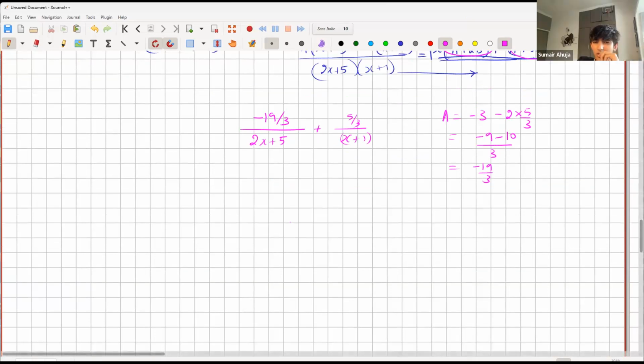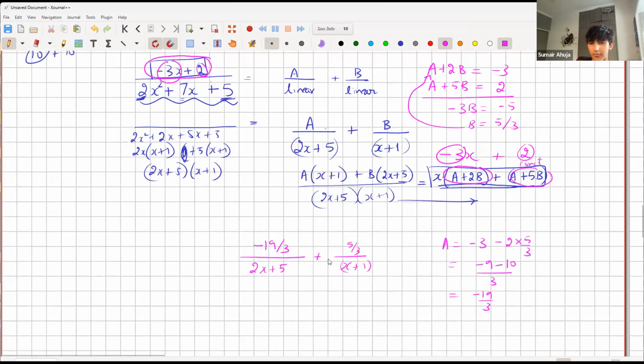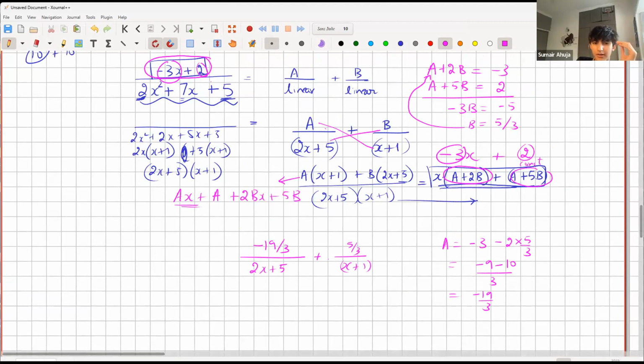So I have a doubt. Yes. Can you just explain how you got a plus 2b and a plus 5b? Oh, so I cross multiplied. So a into x plus 1 plus b into 2x plus 5. Correct? So that part is clear, right? So when I expand this, what do I get? I get ax plus a plus 2bx plus 5b, right? Okay, and then you just add all the x terms and add all the constant terms. Okay. Yeah, thanks. Sure.